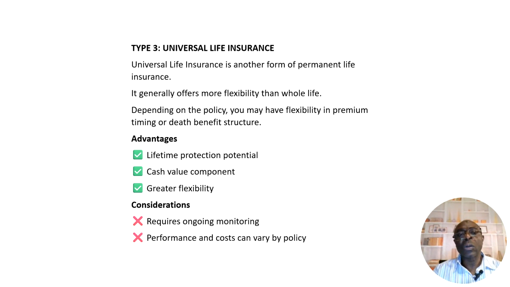The next one is called universal life insurance. Universal life insurance is another form of permanent life insurance. It generally offers more flexibility than whole life. Depending on the policy, you may have flexibility in premium timing or death benefit structure.